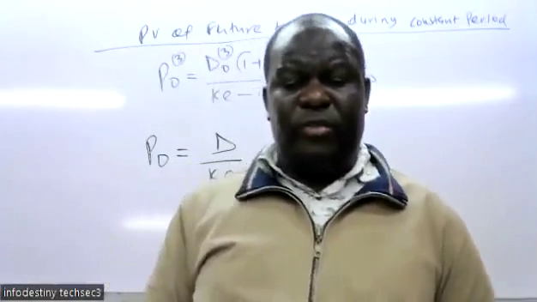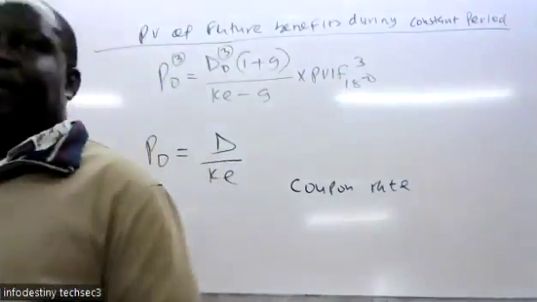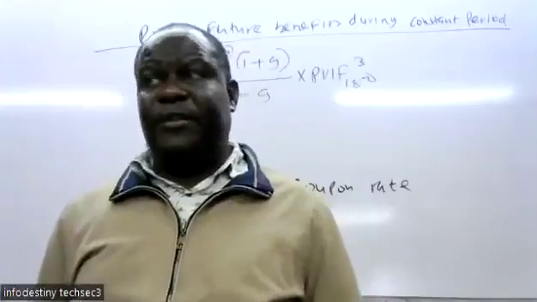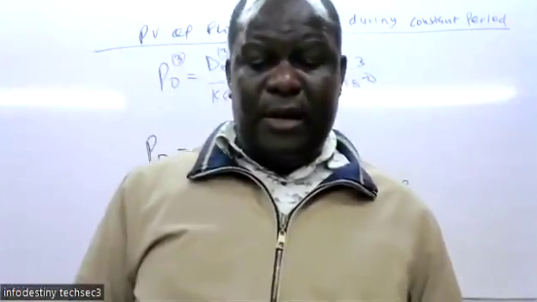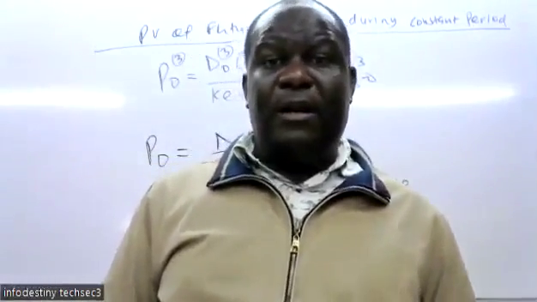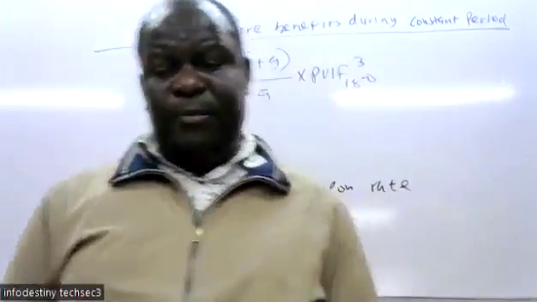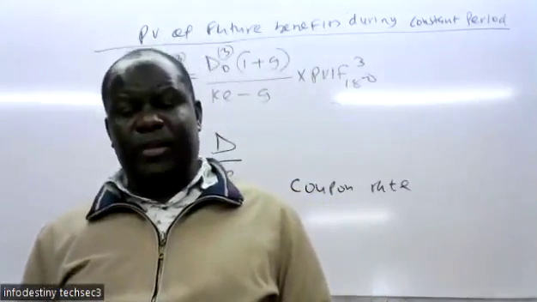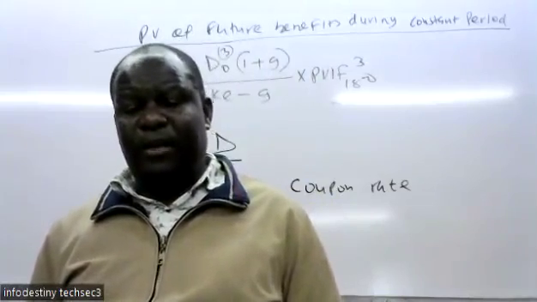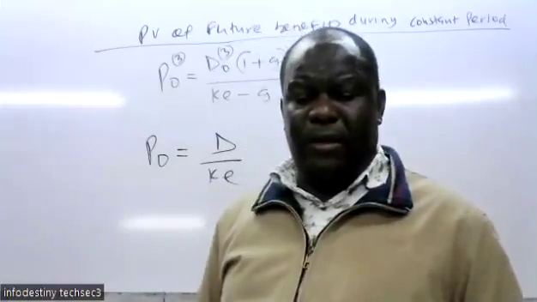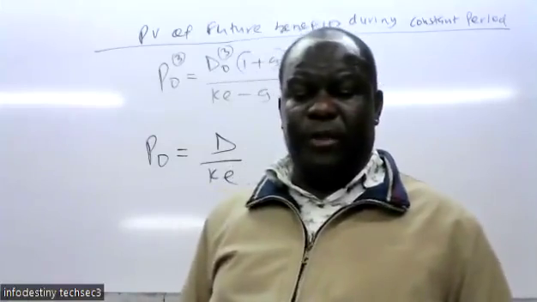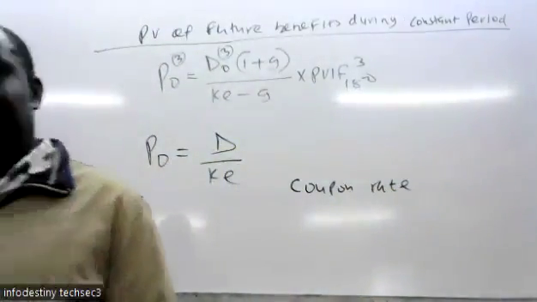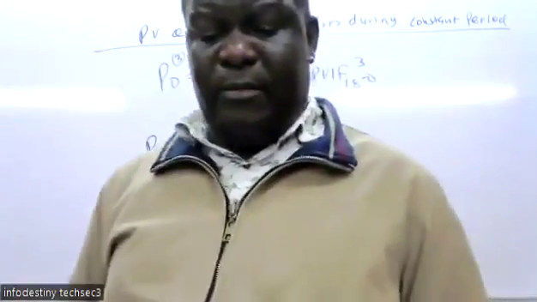So let us start with valuation of the preference shares. Under that, you note that these are perpetual securities which remain outstanding as long as the company is a going concern.